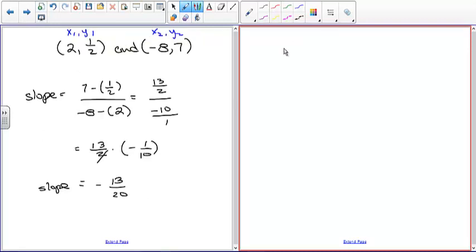Okay, so now we use the point slope form, linear equation. So y1 is a half. Now, in this case, because this is a half, I might choose this one because they're whole numbers. But let's just go ahead and use it anyway, see what happens. So you get a half. The slope is negative 13/20 times x minus x1, which is 2.